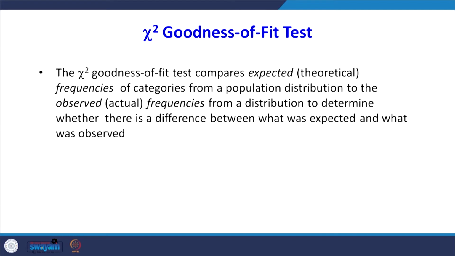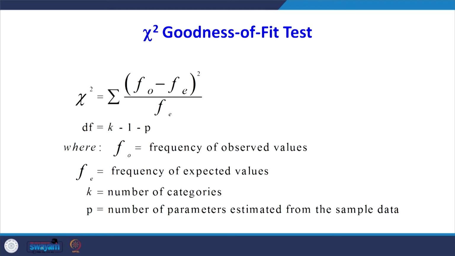Chi-square goodness of fit test compares expected frequencies of categories from a population distribution to the observed frequencies from the distribution to determine whether there is a difference between what was expected and what was observed. So as usual, we are going to see expected frequencies and observed frequencies. We are going to see whether there is any difference or not. The formula is the same, the chi-square value is observed frequency minus expected frequency whole square divided by expected frequency.